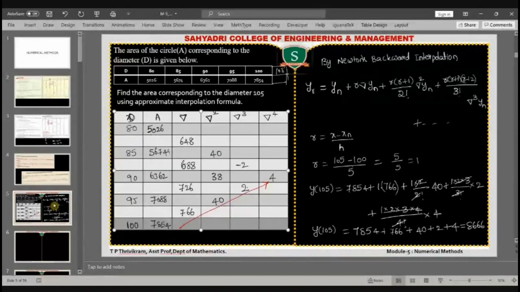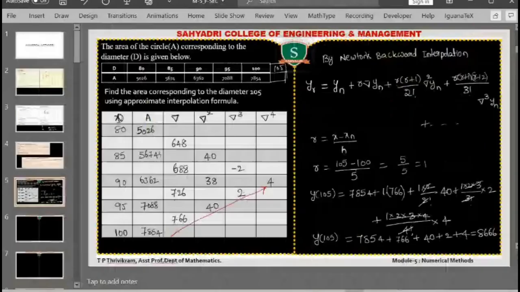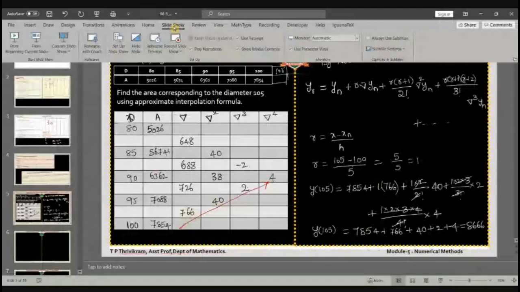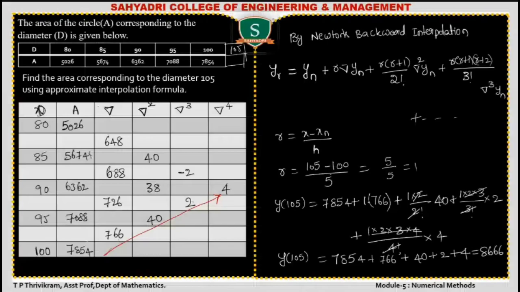Sir, what about H? H is the difference. First column difference. How much difference is there? See here. Difference between, common difference you have to take. Difference between these two. What is the common difference here? 5, right? In each and every step, the difference is common. Okay. So that you should keep it in mind.